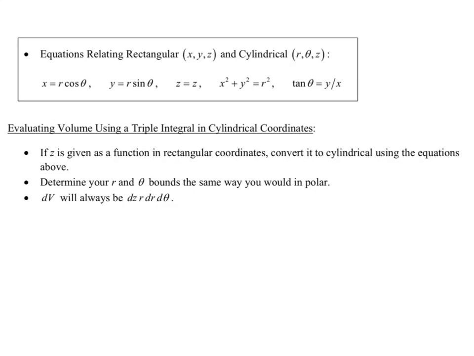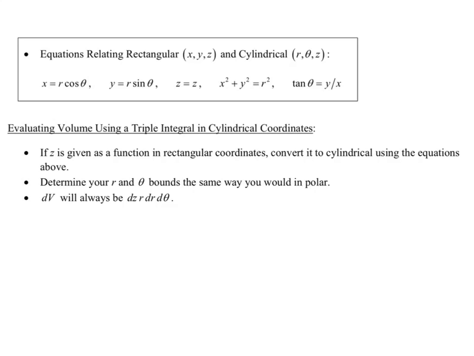Your volume differential will always be dz and then r dr d theta. We discussed earlier in a previous section why you have the r thrown in there when you're dealing with polar coordinates, and it's the same reason when you're dealing with cylindrical.